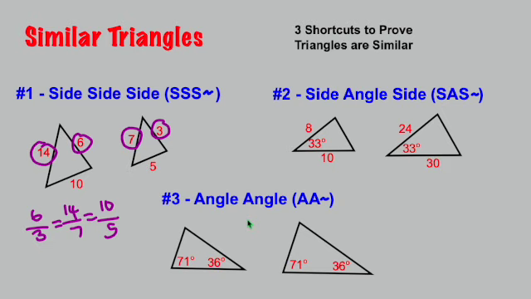We don't really need to say the third one because we all know that when you have a triangle, the sum of all the angles is 180 degrees. That is the triangle angle sum theorem. So once we know that 2 of them are congruent to each other, we definitely know that the third is as well. So those are your 3 shortcuts to prove that triangles are similar.